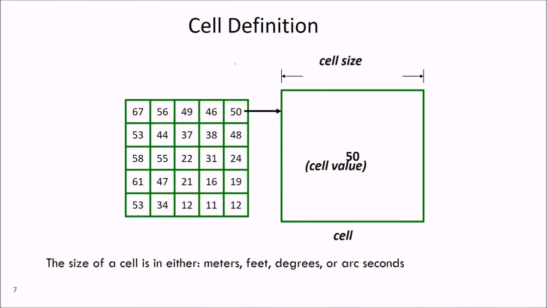What about this cell definition? This is the cell size, one cell we are talking about. This is the cell value which this cell contains. So, the size of a cell is in either meters or feet or degrees or even in arc seconds.